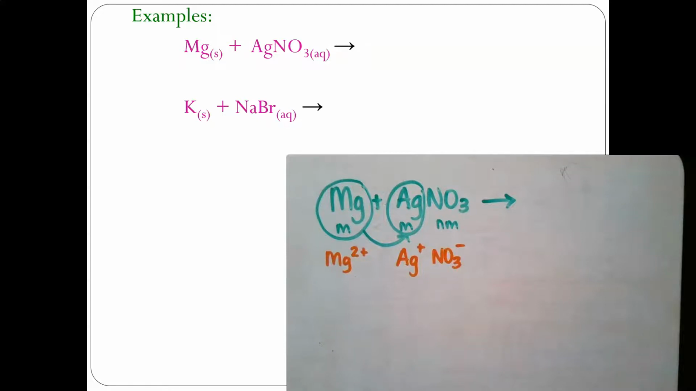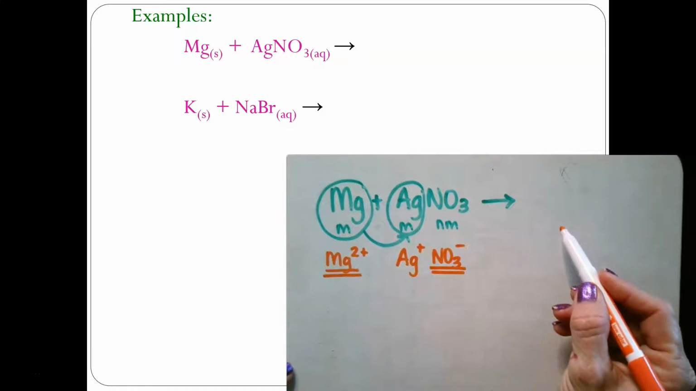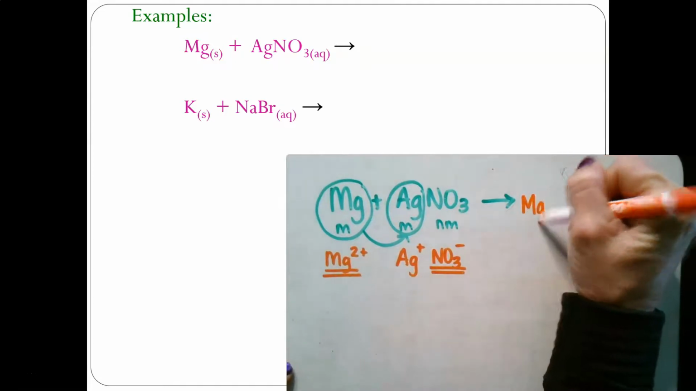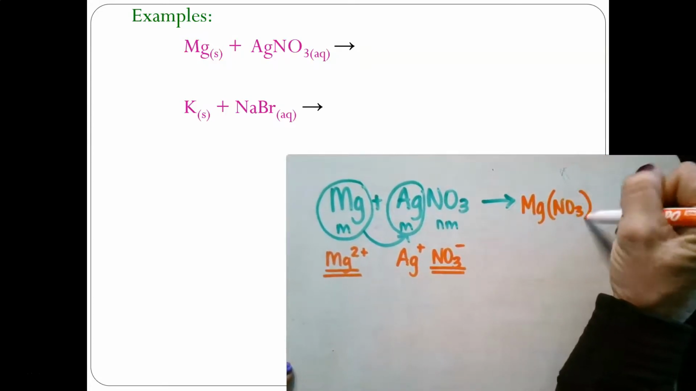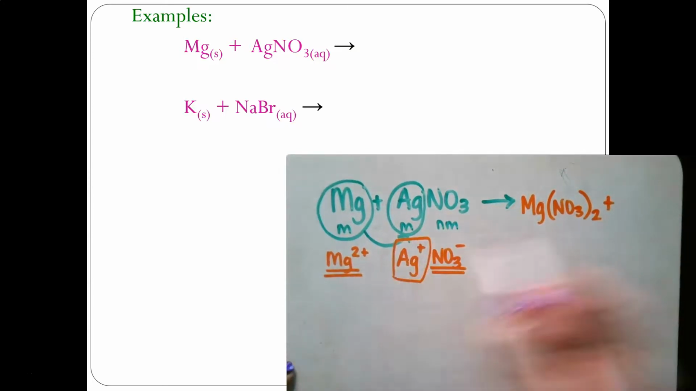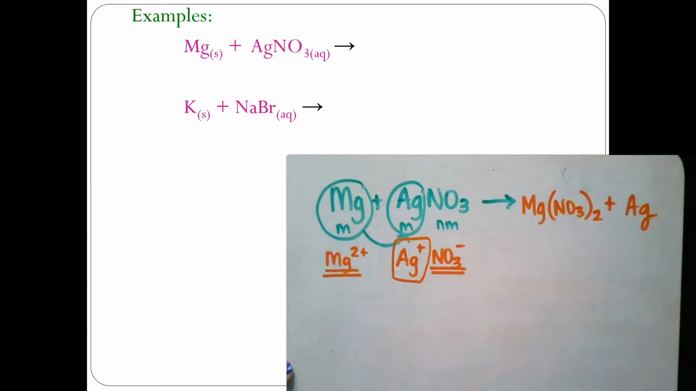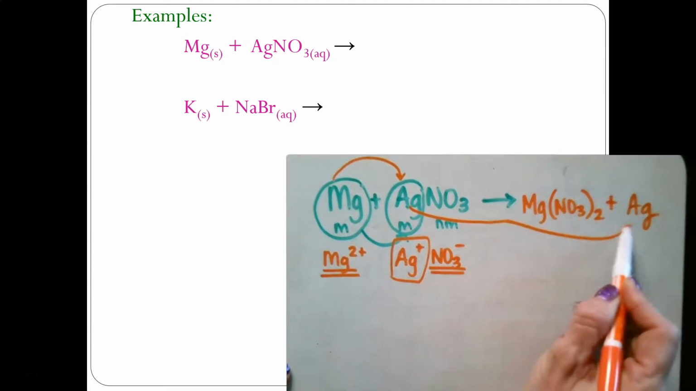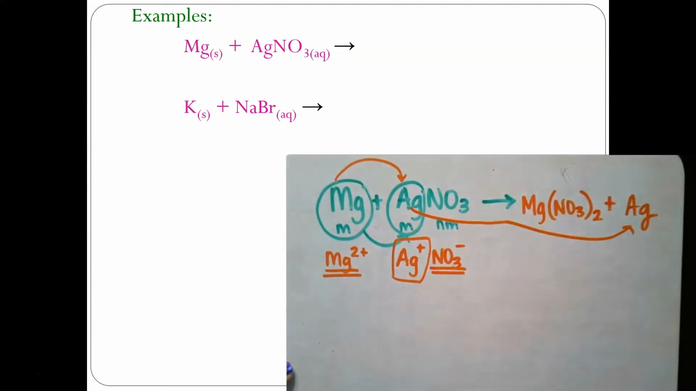So now what we want to do is make a new partnership where Mg is with NO3. So we're going to come over here and put that together. We're going to crisscross them. Mg2 plus and NO3 minus becomes Mg(NO3)2. And what's left over, sad all alone, is Ag. So what I've done there is I've taken magnesium and replaced silver, and silver gets kicked out all alone. And I've formed a new bond between magnesium and nitrate.